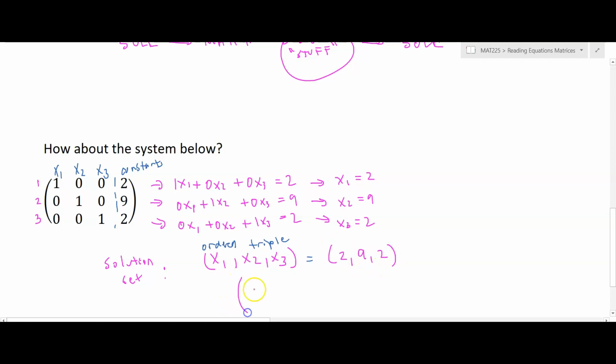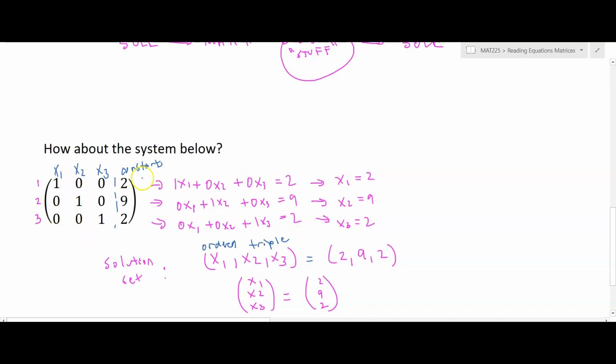Another way we could state it is in vector form. We could say x1, x2, x3 vector is equal to 2, 9, 2. There's already an apparent connection between what we do when we solve a system and some sort of vector form.